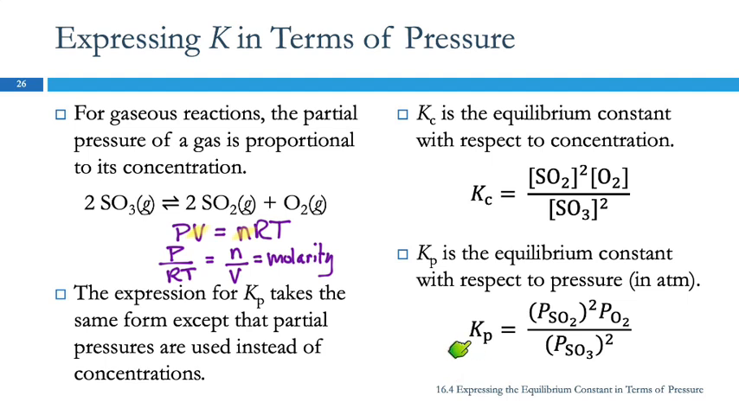So for that same equation, in partial pressures, the equilibrium constant would be the partial pressure of SO2 squared times the partial pressure of O2 divided by the partial pressure of SO3 squared. So it's taking the same form as for concentrations, we're just using pressure instead. Any questions about that?